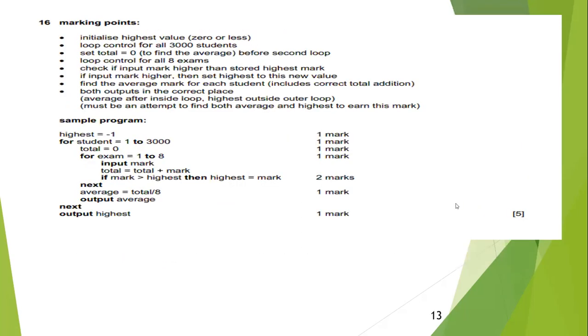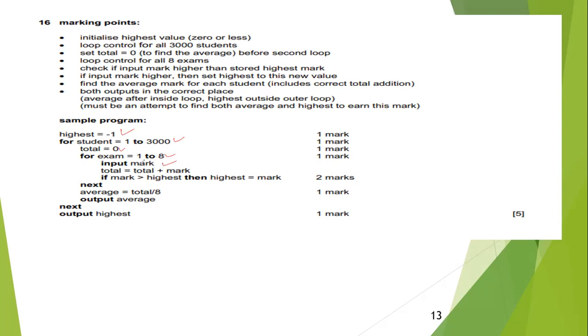Now this is the pseudocode. Initially, we can set the highest value to -1 or 0. Then you will run your outer loop for student equal to 1 to 3,000, or you can make it 3. Under the outer loop, you will set the total value equal to 0, because each time the total will be 0 for each student. Now we assume that student 1's marks we have to enter. Then it will run 8 times, or whatever value you set here, 2 or 3 times, for exam equal to 1 to 8. So the inner loop will run the number of exams. Here it will take input marks.